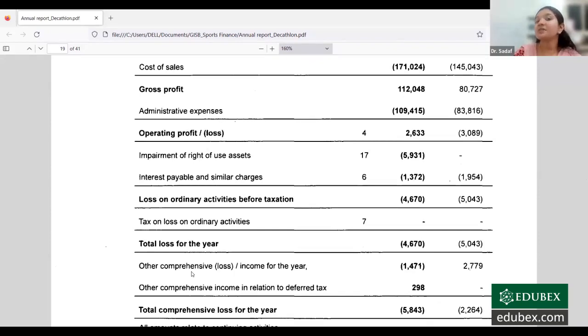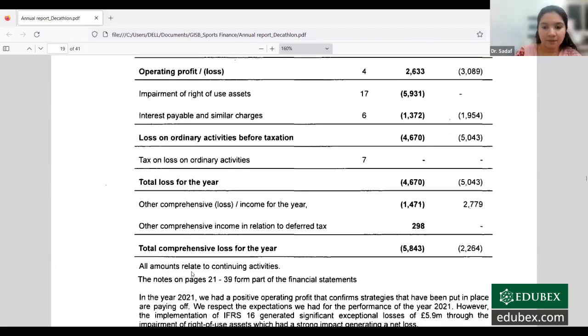So in this case, the business is making a loss. As you can see, the negative figures are reported. So unfortunately, your business has made a loss.